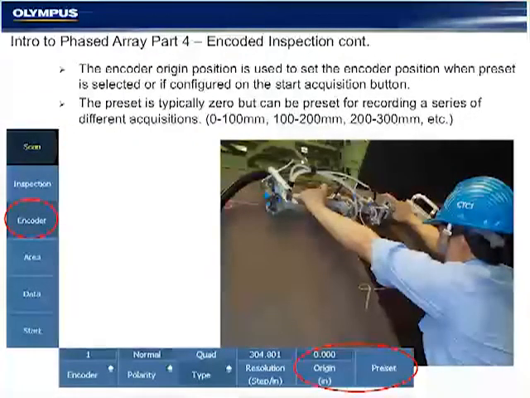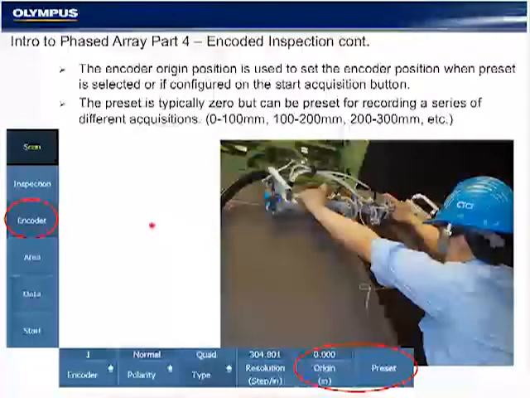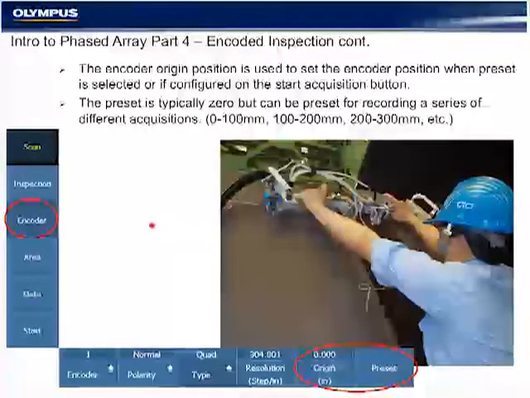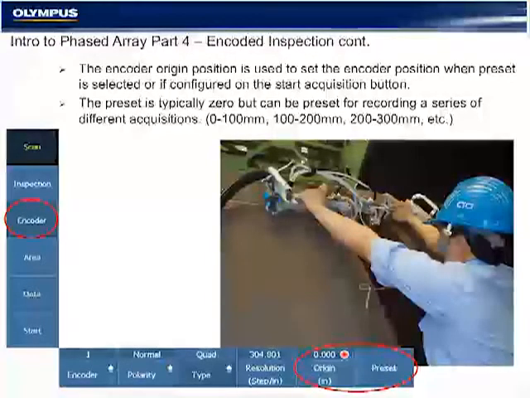So when we hit the start button on the outside of the instrument or select the start button, the software is automatically going to preset the encoder position to what's entered here. The overwhelming majority of our inspections are single C-scan inspections, meaning they will start at 0.